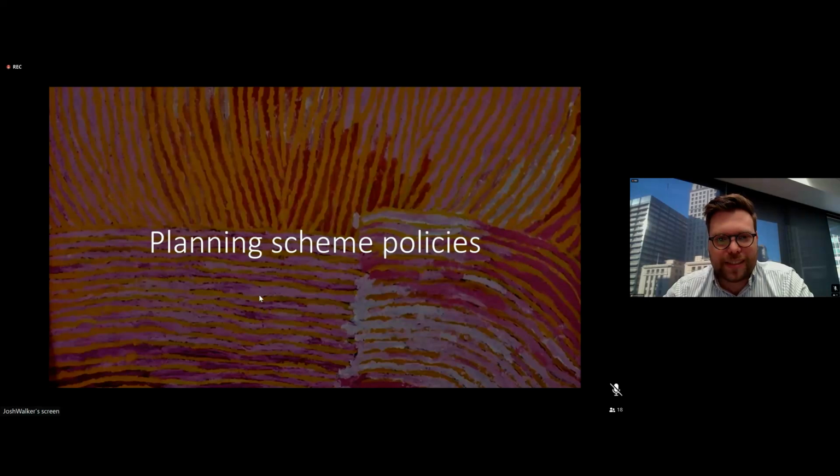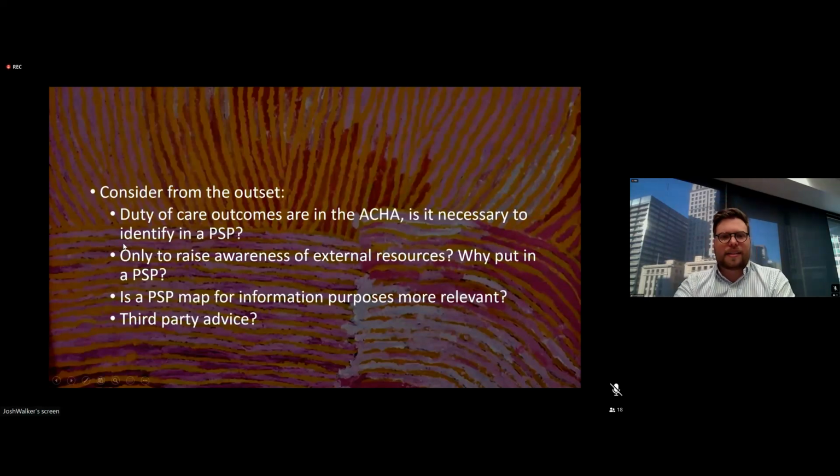Planning scheme policies. Again, consider from the outset, the duty of care outcomes are already provided in the Aboriginal Cultural Heritage Act and the Torres Strait Island Cultural Heritage Act. So is there a need to identify it in a PSP and have it triggered through a code? Is the purpose of the planning scheme policy only to raise awareness of external resources? And do you need to actually put that in a planning scheme policy? And what would be the purpose of that?